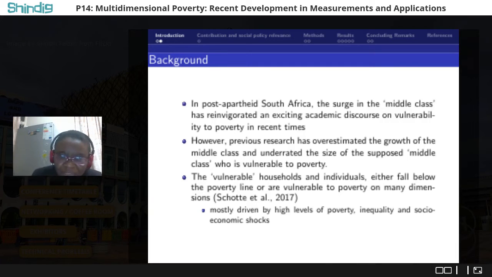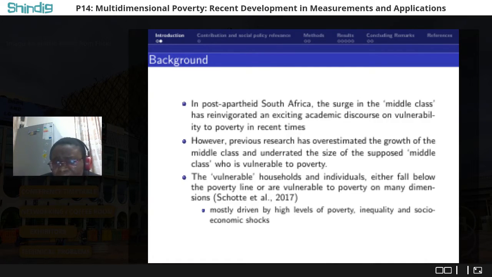Okay, yeah. So, specifically in post-apartheid South Africa, there is a surge in the middle class. You know, after the end of the apartheid, there has been an increase in the proportion of those people classified as middle class, and this has led to a lot of exciting academic discourse on vulnerability to poverty, like I told you earlier. You know, to some sociologists and economists, those people that are vulnerable are those within the middle of the income distribution, and they are sometimes referred to as this middle class.